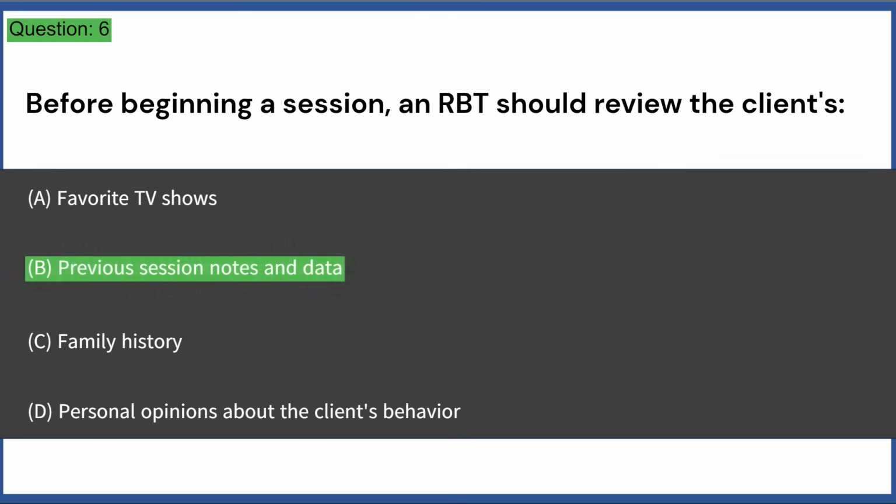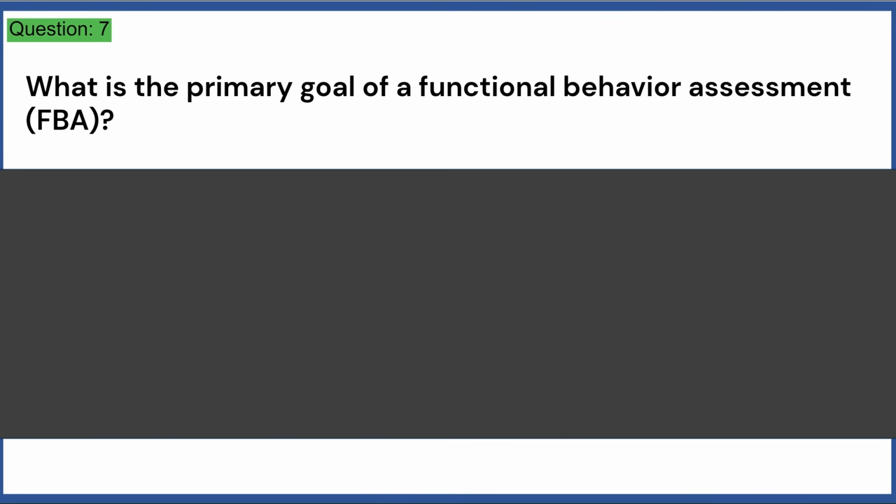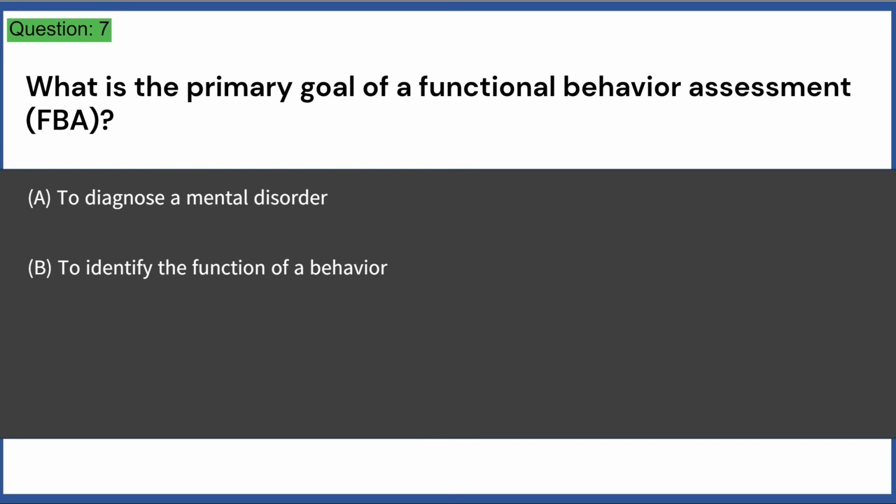Answer: B. Reviewing previous session notes and data helps the RBT prepare for the session by understanding progress and planning accordingly. What is the primary goal of a functional behavior assessment, FBA? A. To diagnose a mental disorder. B. To identify the function of a behavior. C. To create a punishment plan. D. To assess academic skills.